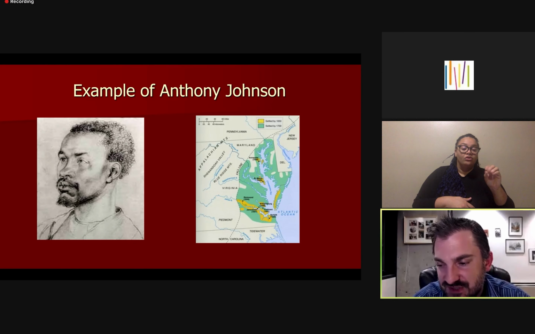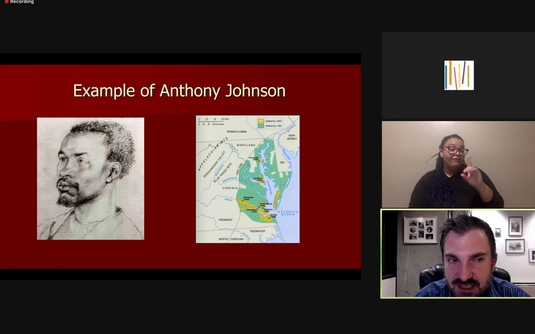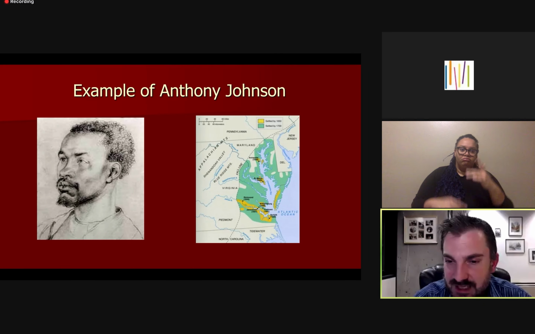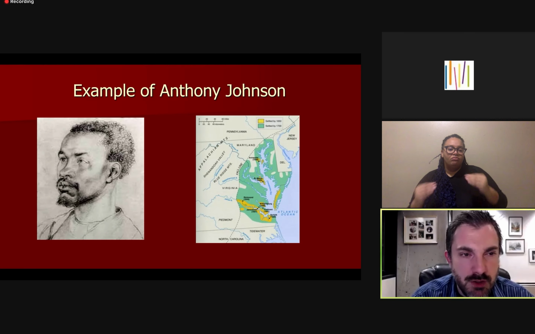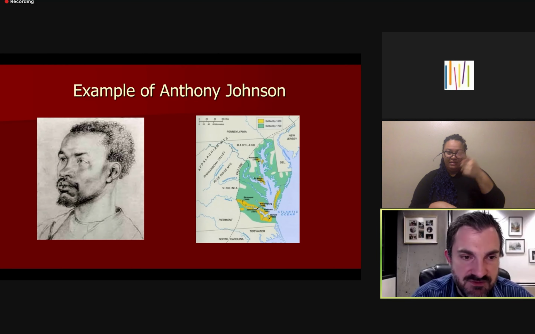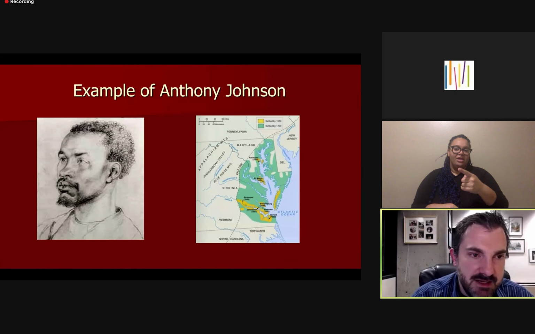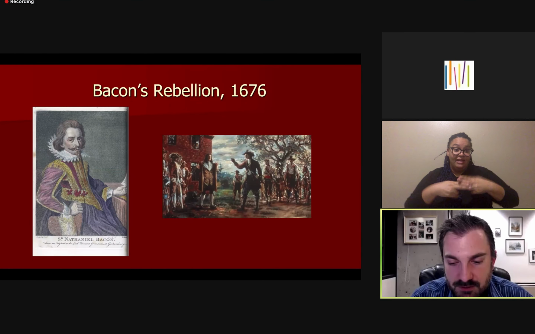By the 1670s, 80s, and 90s, you start to see slave codes become a little bit more sophisticated. In 1705, Virginia has more of what we would consider a fully fledged slave code. And people like Anthony Johnson wouldn't be able to exist anymore. A black servant would be classified as a slave based on being black. There were reasons for that, and it kind of goes to the origins of racism.